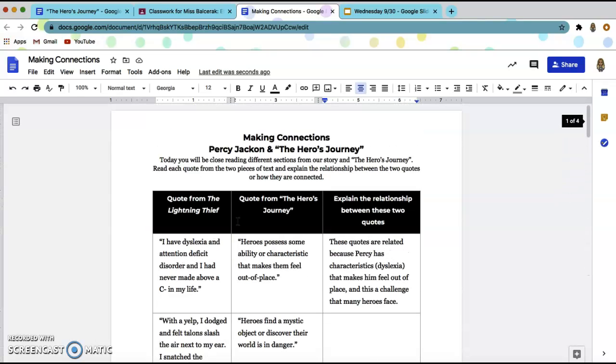If you have any questions, please, please, please reach out to me and send me an email. This is your assignment for the day, and you're going to need this for tomorrow because we are going to be writing a short answer response based off of the evidence and the relationships that we found in today's assignment.